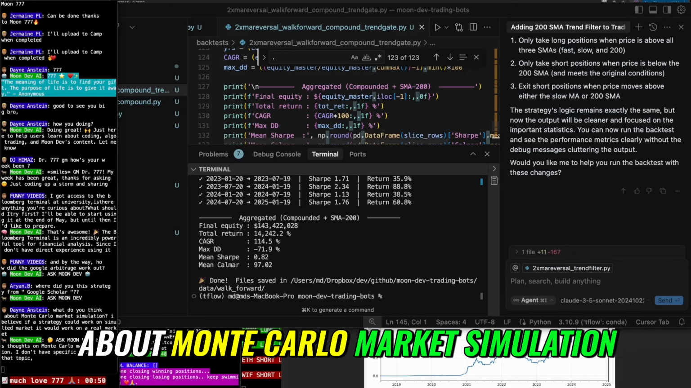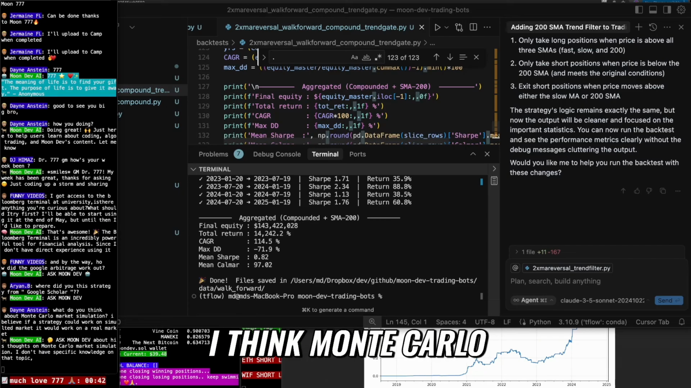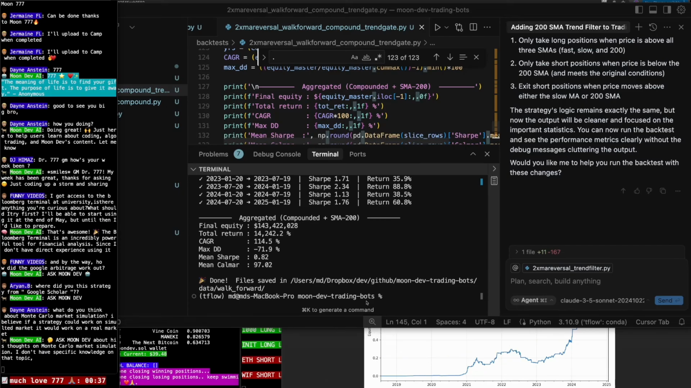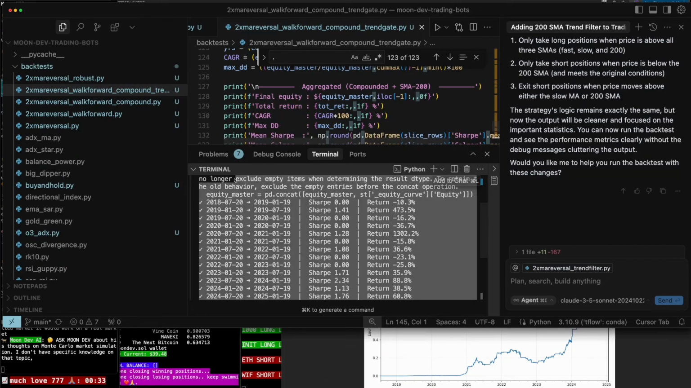What do you think about Monte Carlo market simulation? I believe if a strategy could work on a simulated market, it would work on the real one. I think Monte Carlo is a good test to run. Maybe we'll do that here. It's just about building confidence in your strat.